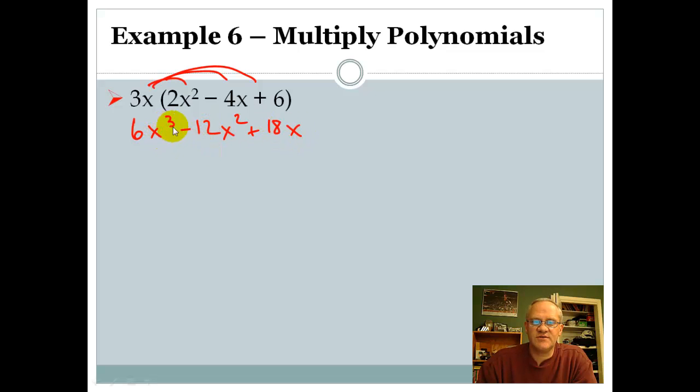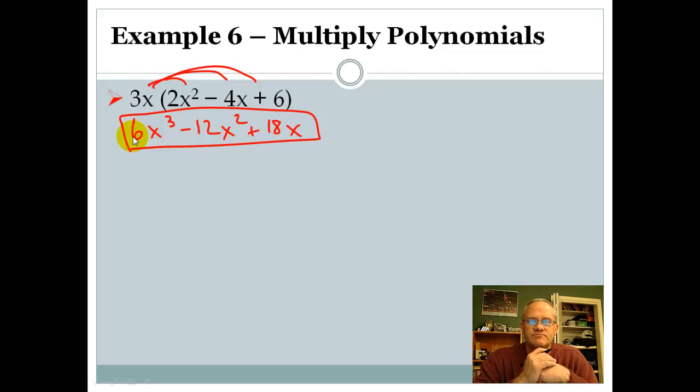Notice in this case, you have x to the third, x squared, x. None of them are like terms, so we do not have to combine any further than that. That's our answer. Just distributive property. But pay attention when you're distributing what you do with the exponents.